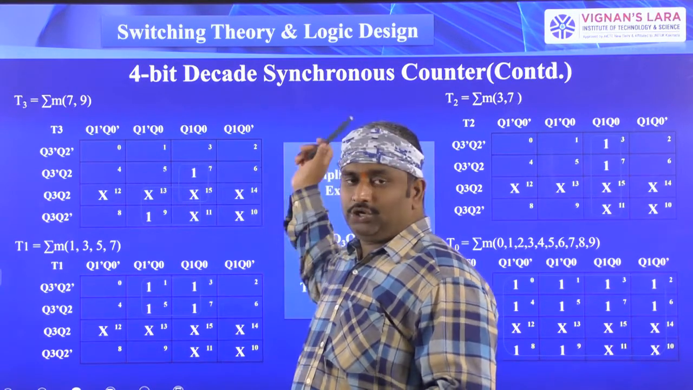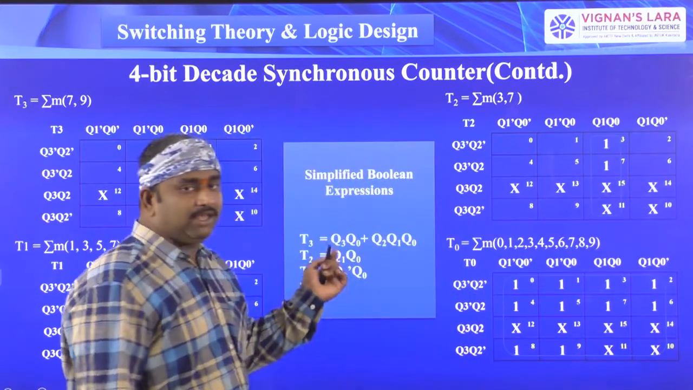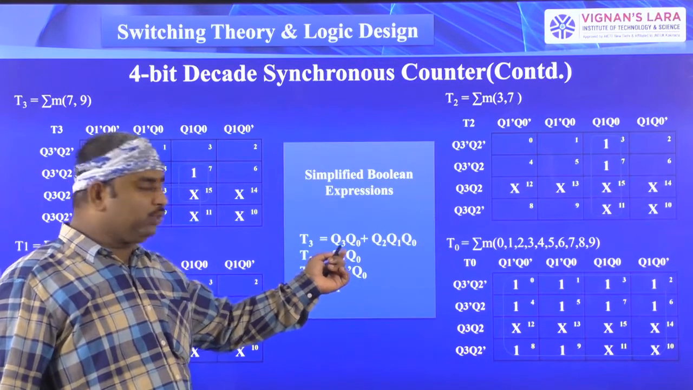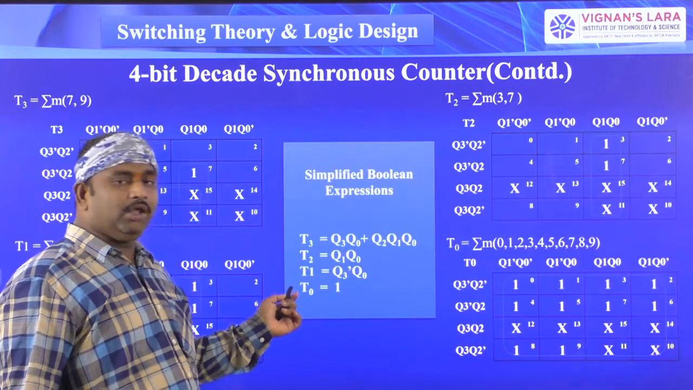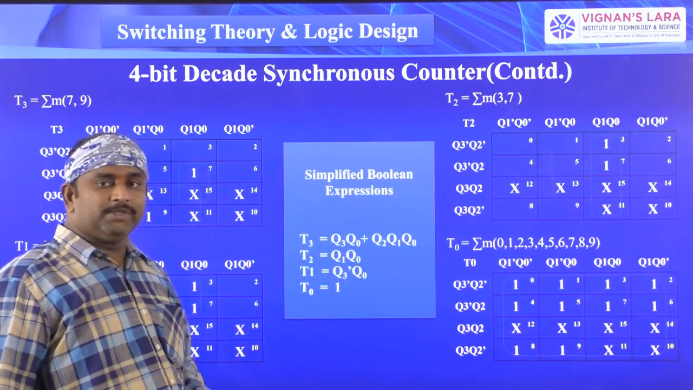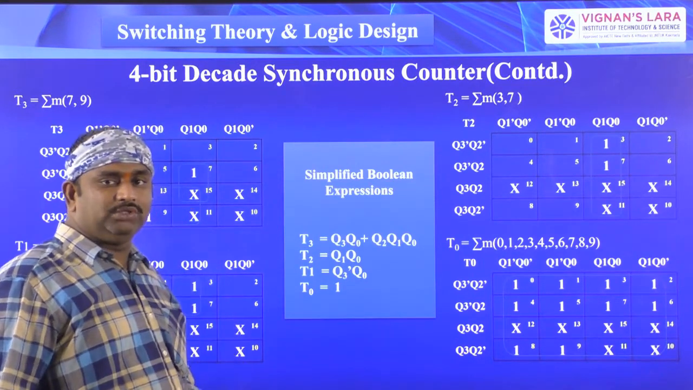Okay, T3, T2, T1, T0. These 4 functions you have to minimize, and these are the minimized expressions where T3 is equal to Q3 Q0 plus Q2 Q1 Q0, and T2 is equal to Q1 Q0, and T1 is equal to Q3 bar Q0, and T0 is equal to 1. So these are the minimized functions for the decade counter.